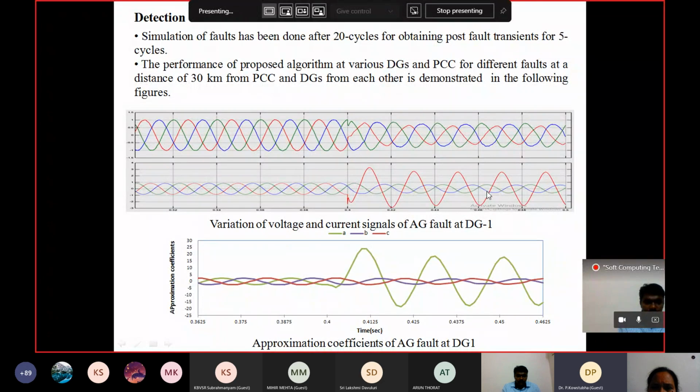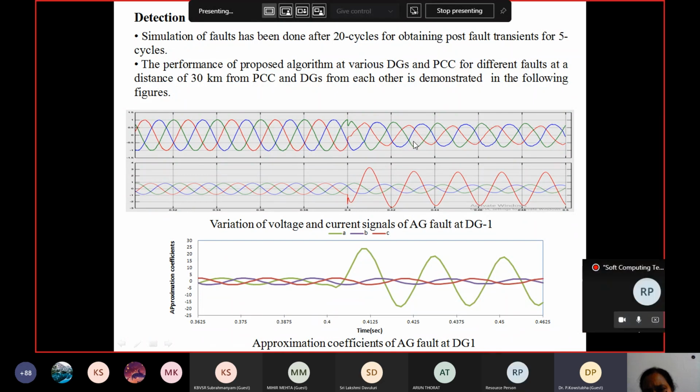From 0.4 onwards, in the voltage signals, the magnitude of voltage is decreased as well as transients are taking place in a single phase. That is nothing but the R phase, or the A phase. That's why this is the variation of voltage and current signals of an AG fault at DG1. Why? Because in phase A only we are observing considerable change, that is transients. Clearly we can observe that the corresponding voltage magnitude is decreased and the transient is taking place in the current.